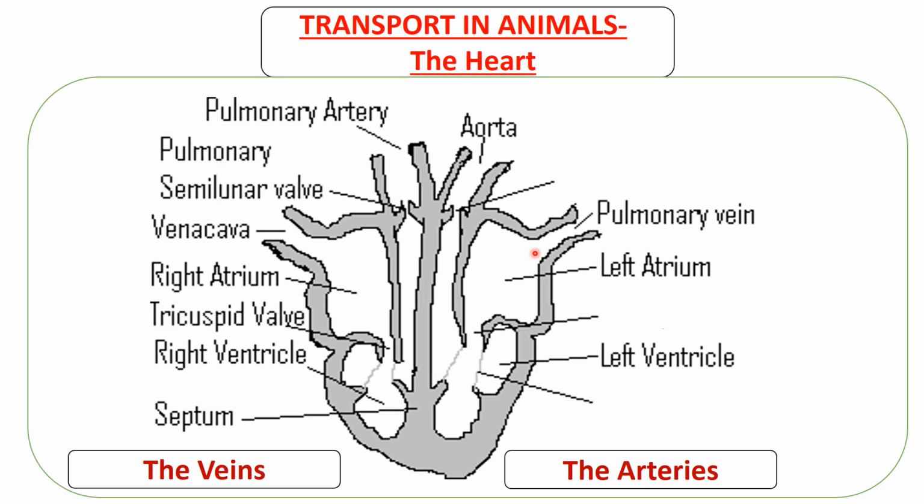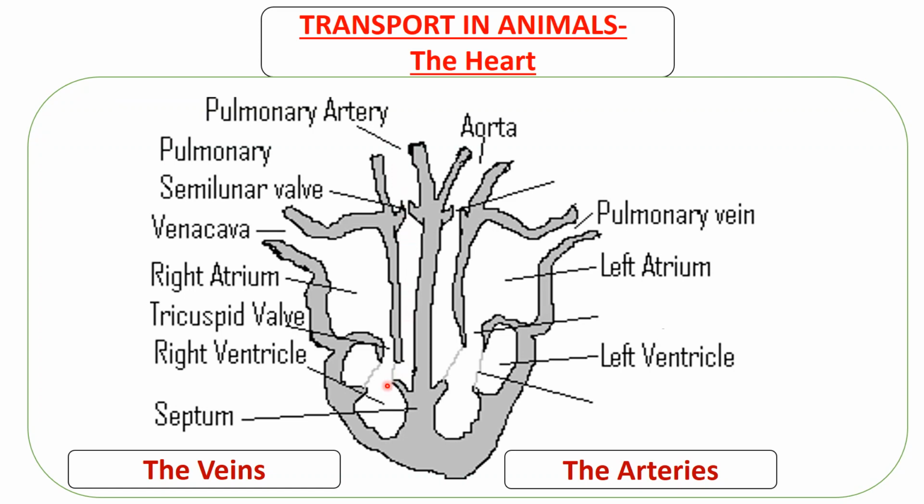There are 2 here which I've highlighted. The first one is called the tricuspid valve. This tricuspid valve is found between the right atrium and the right ventricle. Its job is to make sure that blood which flows to the right ventricle does not flow back to the right atrium. The other one is this one here called the semilunar valve. Its job is to make sure that blood which is supposed to go to the pulmonary artery does not flow back to the right ventricle.